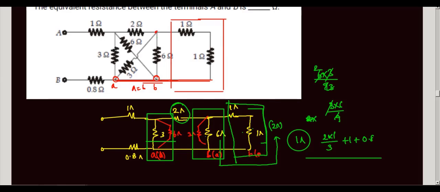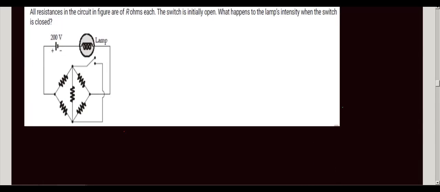This is in series, and this branch, the 3 ohm and 6 ohm, are in parallel, and again this is in parallel, while this is in series. So this 3 and 6 are in parallel, and parallel to this, and these 3 are in series. So tell the answer in the comment box.